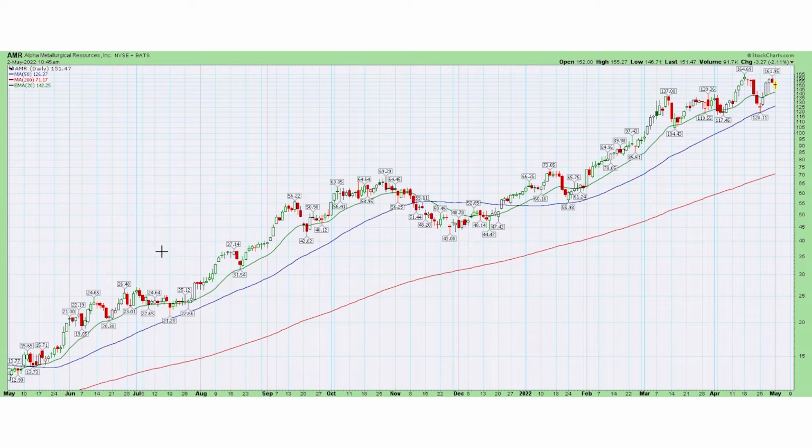So these are the moving averages that I have on my charts. I have the 20 EMA, right, exponential moving average, the 50 and the 200, and both of those are simple moving averages. Now really quick, let's talk about what a moving average is.